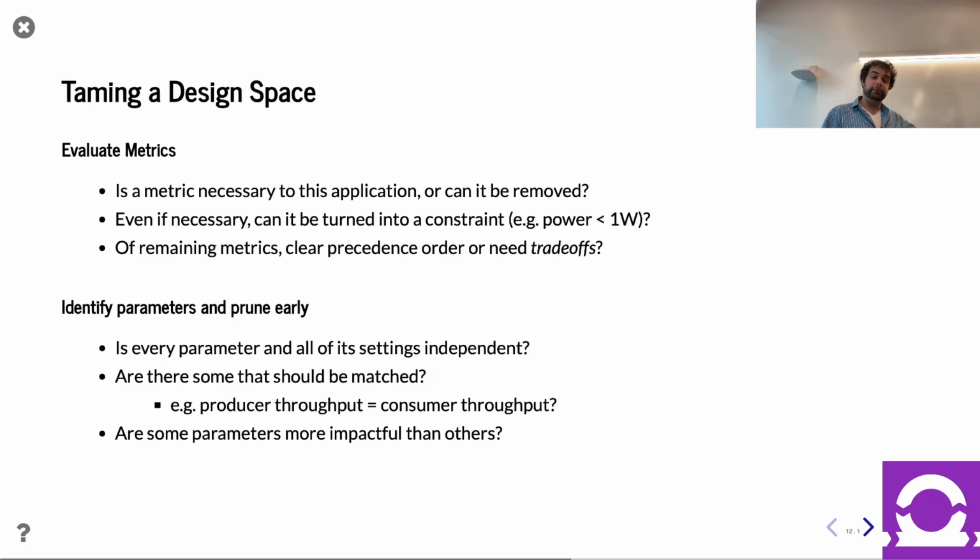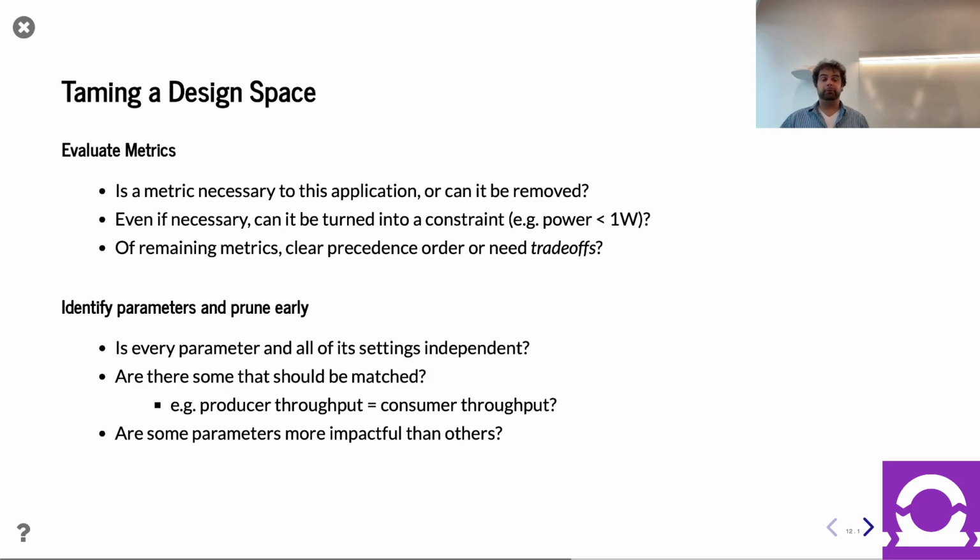Then in terms of parameters, like I said, all combinations of parameters are probably not possible. And so you have to be a little bit more judicious, right? Maybe you might figure out that some parameters are technically independent. And guess what? They're independent. I can explore one parameter at a time. I don't need to try all combinations, right? Other parameters might actually be paired and should probably be changed in lockstep, things like matching throughput of a producer and a consumer.